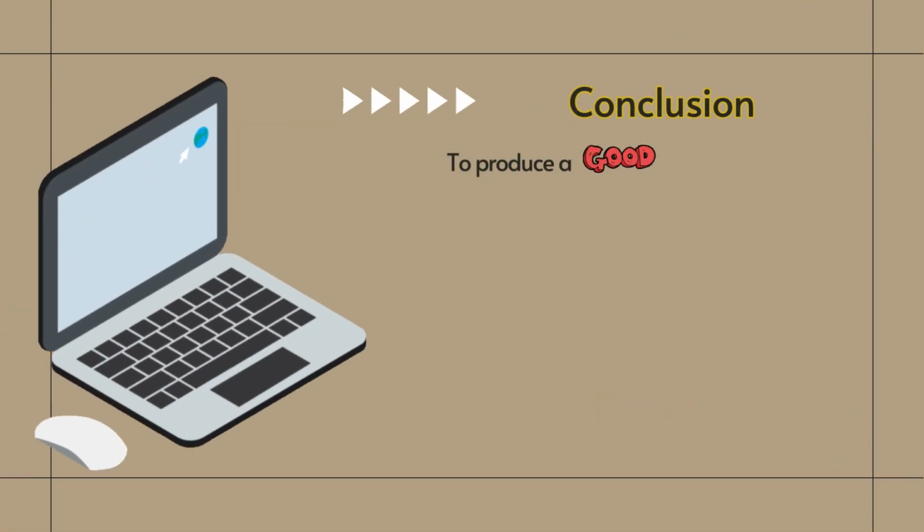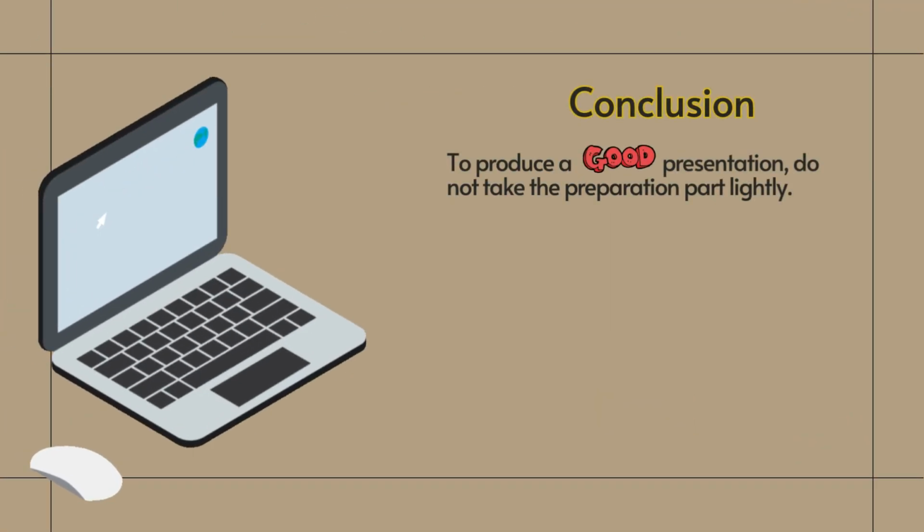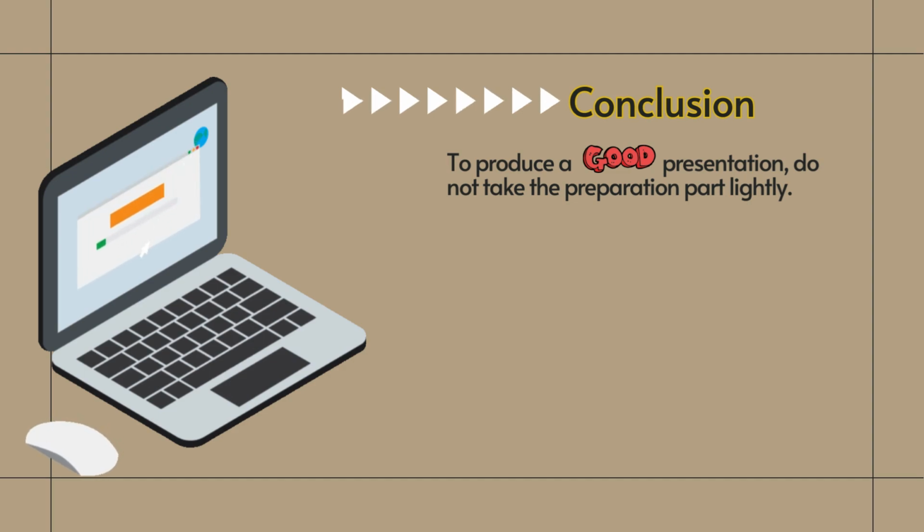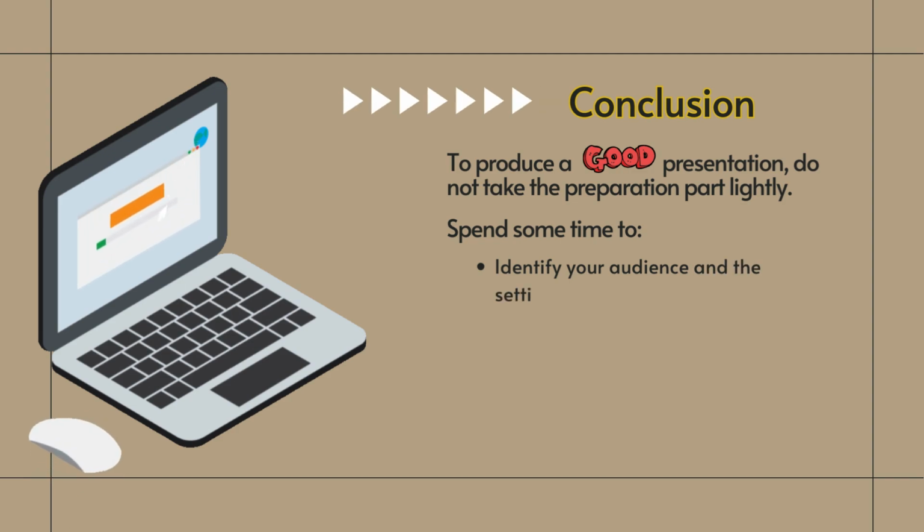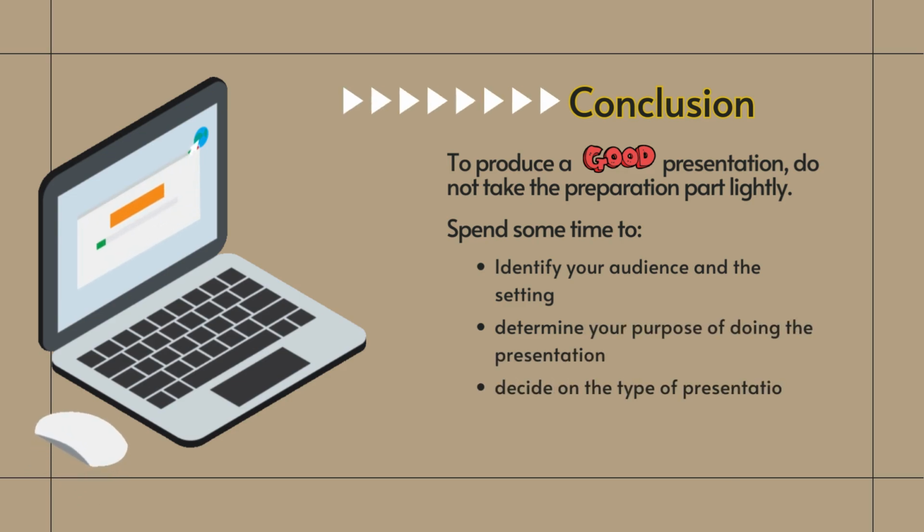In short, to produce a good and impactful presentation starts from the very moment you receive the task. Before you decide on a topic and start drafting your presentation, spend some time to identify who your audience will be and find out about the setting of your presentation. And then decide what and how you want to present your topic.